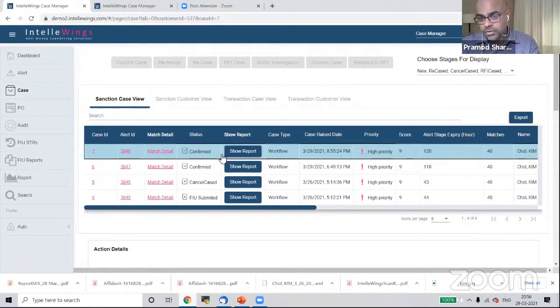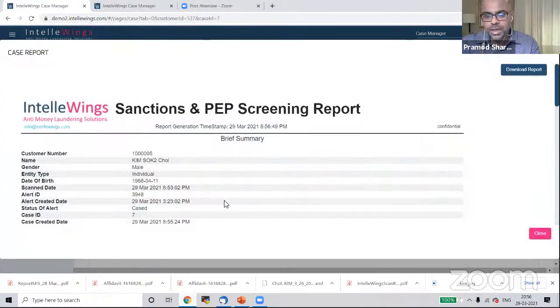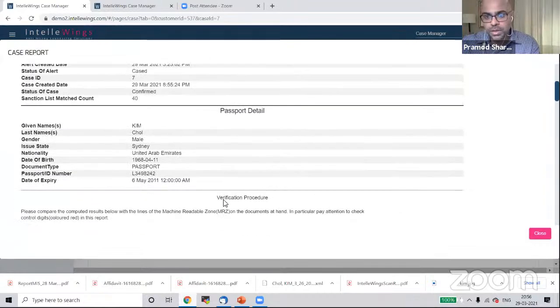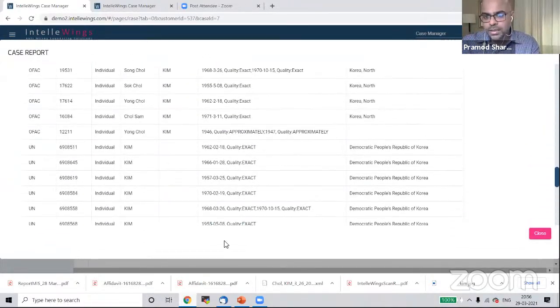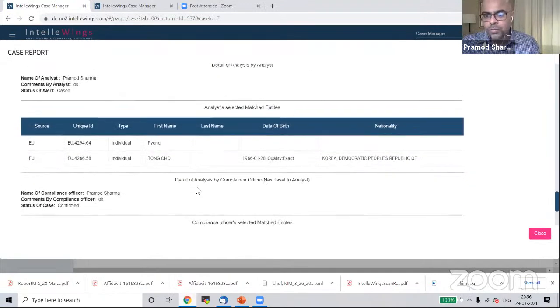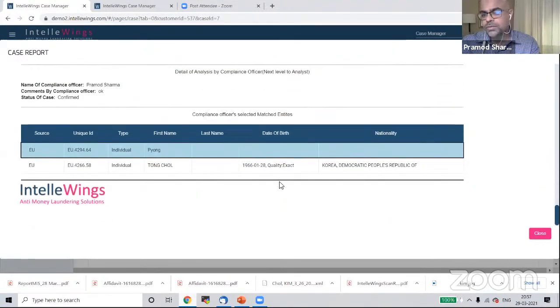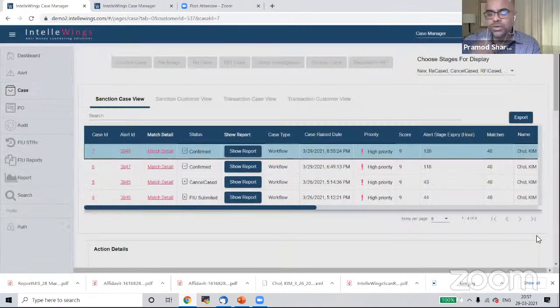But if it is confirmed, then you would need an end-to-end report: who was the customer, what were his identity details, the details of matches in the different sanction lists, and what was the choice of the analyst and the compliance officer. This end-to-end report you can simply download and keep for your record, so that even when the system is not available, you have something with you to show to the regulators.